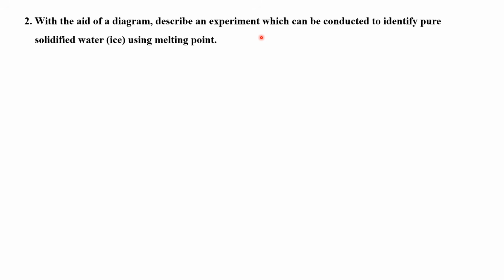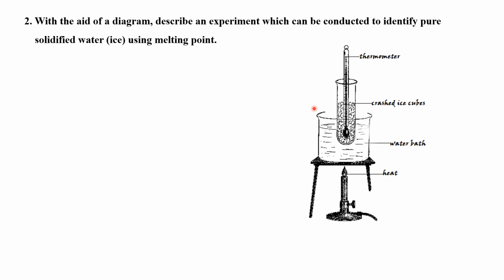So with the aid of a well-labeled diagram, the diagram that is sought after here is one that has to be drawn as neatly as this. Take note, so we have a test tube. Of course, I've not shown this is a test tube. This is a test tube. We have a thermometer there for measuring melting point, a very critical piece of apparatus for this question. And then we have crushed ice cubes placed in a test tube.